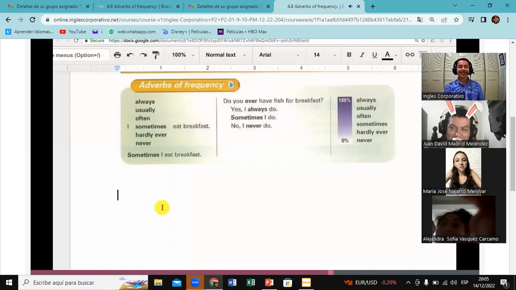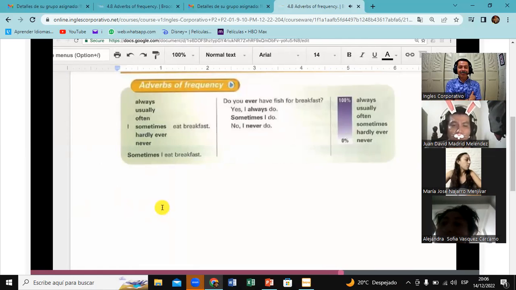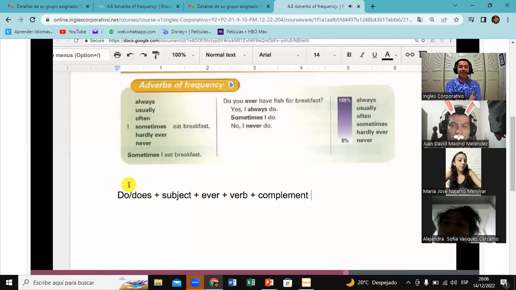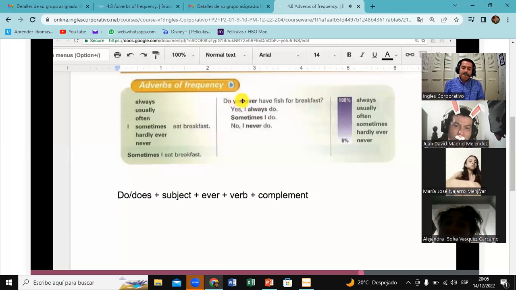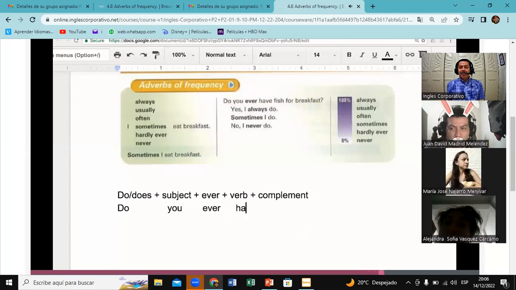The last point that I would like to touch in this class is how to form questions and answers about frequency. Let's start by understanding how to form questions. You may follow this formula: auxiliary do or does, plus the subject, plus ever, plus the verb, plus some kind of complement. Let's take a look at the example question now. Do you ever have fish for breakfast? The auxiliary verb is do. After that, we have the subject, you. Then we will add ever. Next, we will add a verb, have. Finally, we need to add a complement, fish for breakfast.